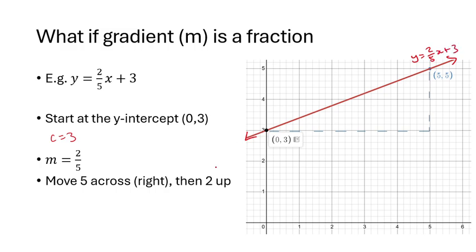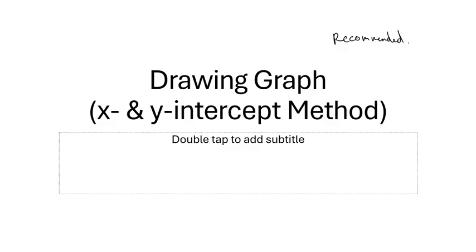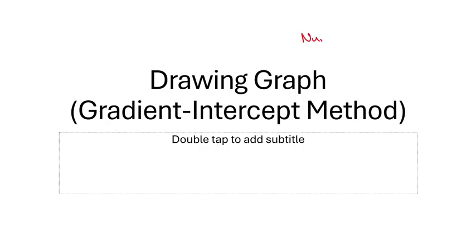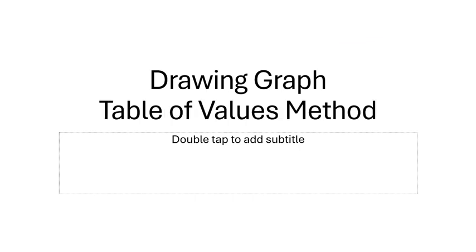Because we didn't draw deep enough to show the x-intercept, that's perfectly fine. We've at least labeled the y-intercept, and that should be more than enough. So this is the order you want to work in. This is your number 1, this is your number 2, and then your table of values will be your last resort.